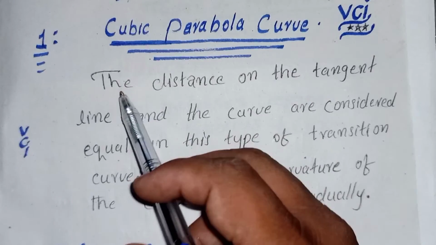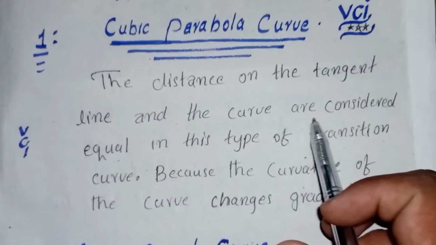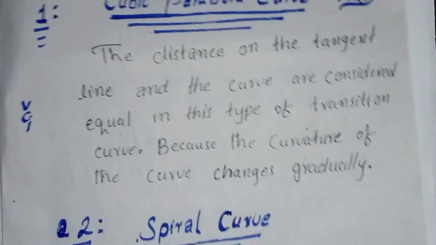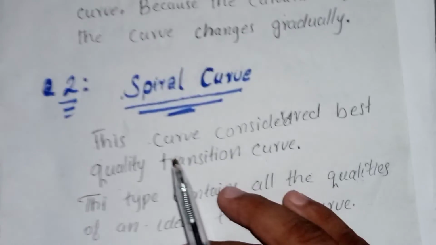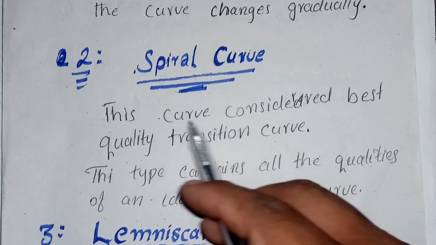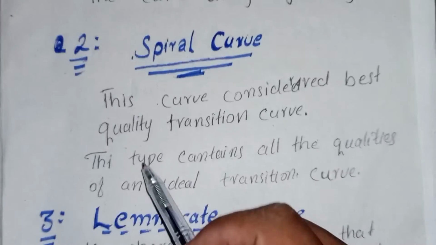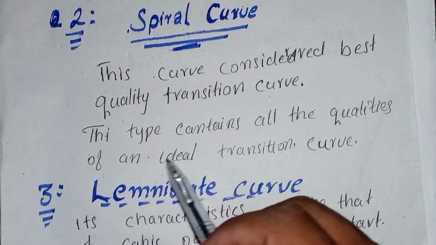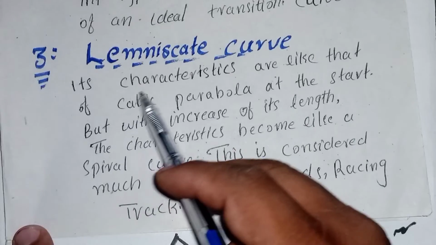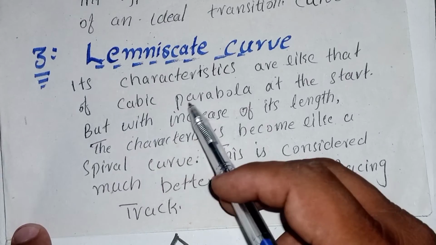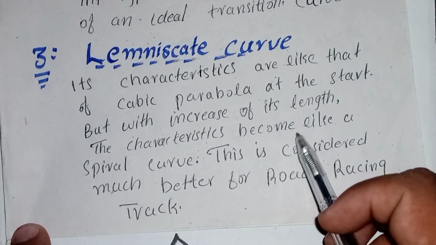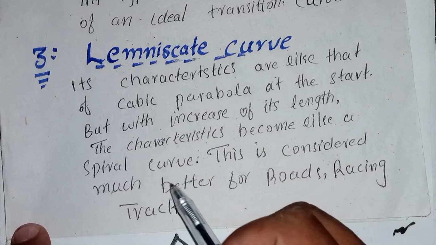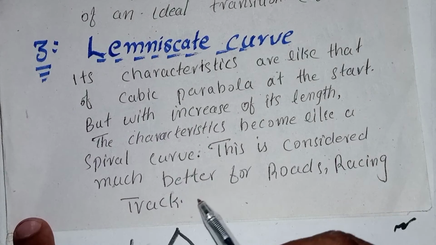Cubic parabola curve: the distances on the tangent line and the curve are considered equal in this type of transition curve, because the curvature changes gradually. Second, the spiral curve is considered the best quality transition curve, containing all the qualities of an ideal transition curve. Third, the lemniscate curve: its characteristics are like a cubic parabola at the start, but with increasing length its characteristics become like a spiral curve. It is considered much better for road racing tracks, etc.